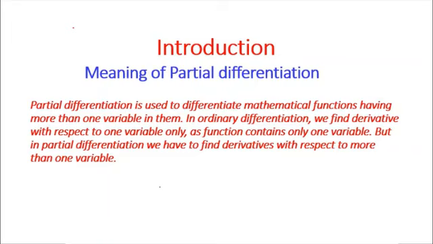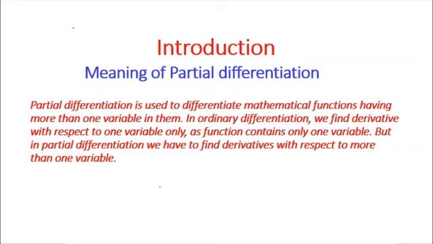To start with, let us look at the meaning of partial differentiation. Partial differentiation is used to differentiate mathematical functions having more than one variable in them. In ordinary differentiation, we find the derivative with respect to one variable only, because a function of one variable will have only one independent variable. But in partial differentiation, we have to find derivatives with respect to more than one variable. What do we mean by that?